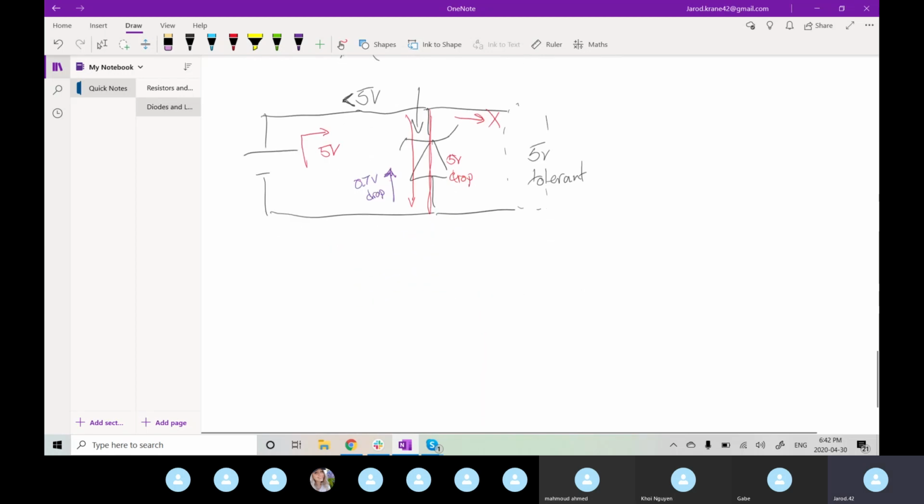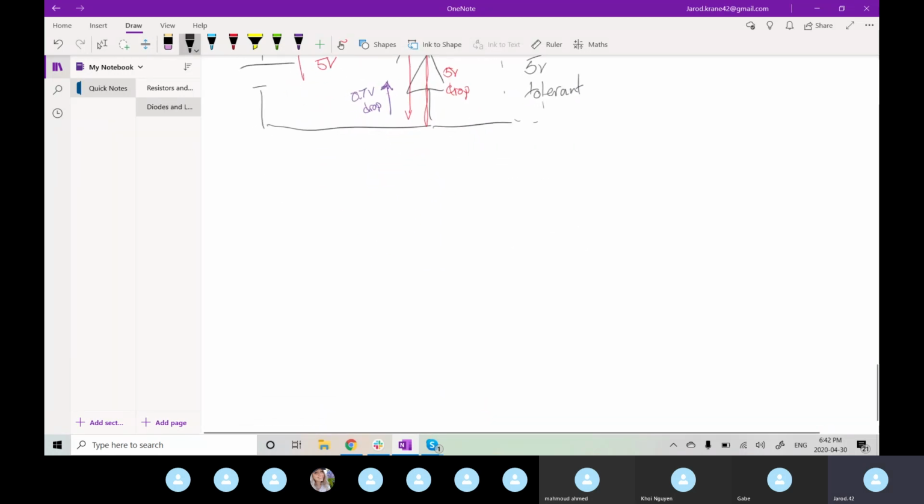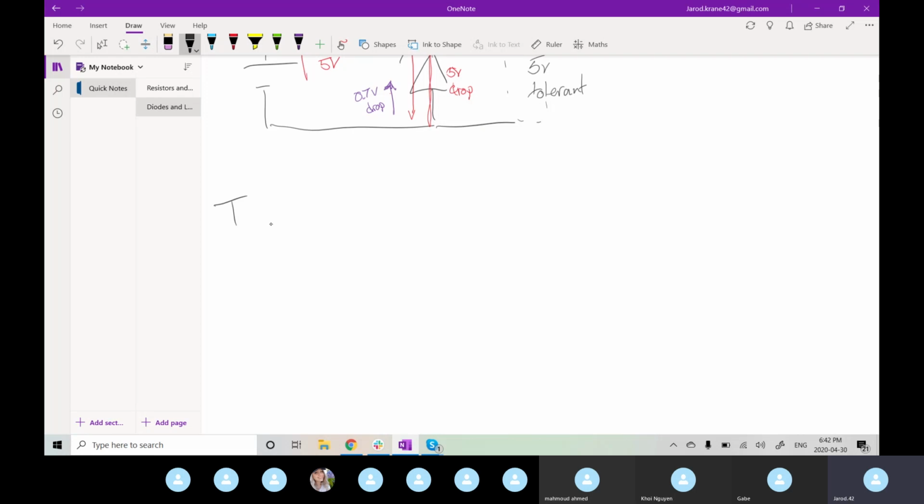No. Okay. Then on to the final diode of discussion, the TVS. The TVS acts similarly to a Zener. It also has 2 variants, being a unidirectional and a bidirectional.